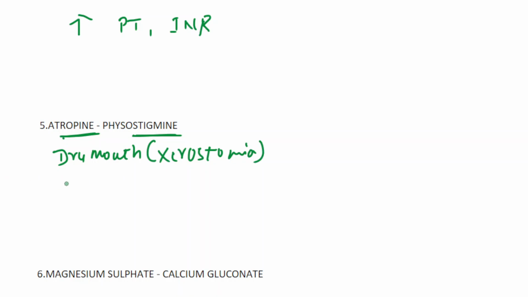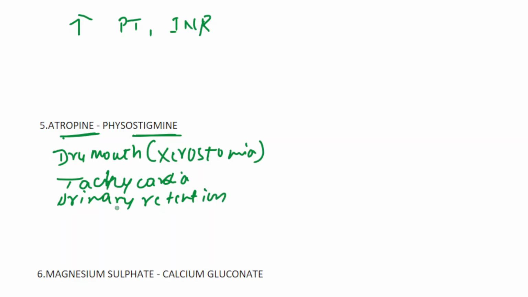and tachycardia, urinary retention, dry skin, and dilated pupil. It causes a dilated pupil, which is known as mydriasis.